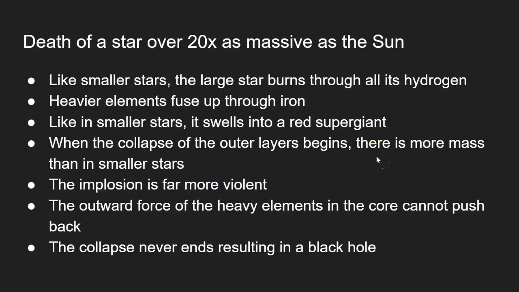Now, what happens if you have an even larger star, something even more massive, so more than 20 times more massive than the sun? Well, then you get something else. Like smaller stars, it will burn all its hydrogen. Then it will fuse its heavier elements up through iron. Then it will swell to a red supergiant, just like in the smaller ones. But this time, the one thing that's different is when the collapse starts and everything starts to smash inwards, the gravity will overcome any outward pressure, and it will continue to implode to a point of incredible gravity. And this outward force cannot push back enough.